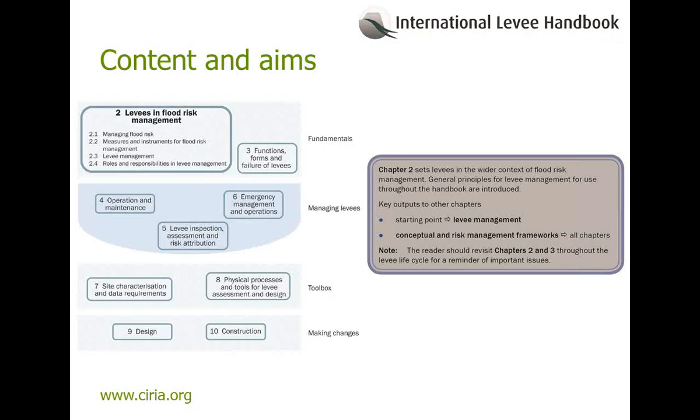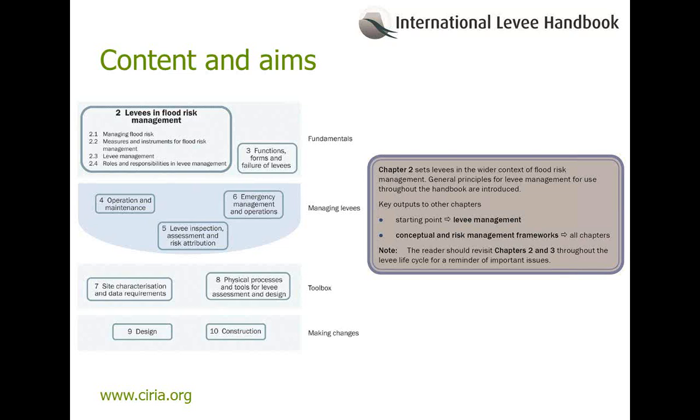This chapter, Levees in Flood Risk Management, is divided into four main sections. 2.1, Managing Flood Risk. 2.2, Measures and Instruments for Flood Risk Management. Section 2.3 is on levee management. And 2.4 on roles and responsibilities in levee management.